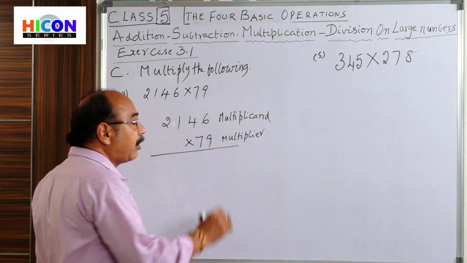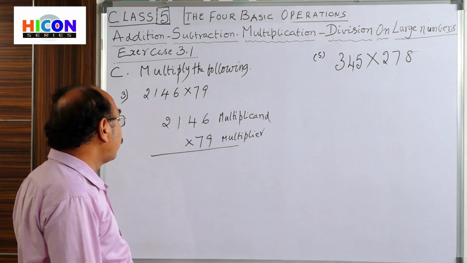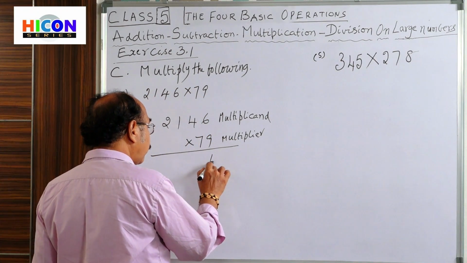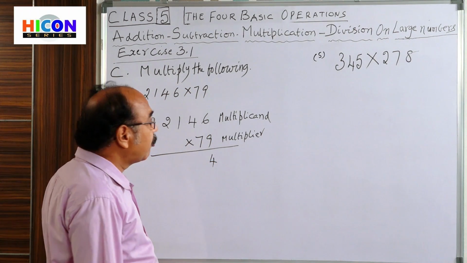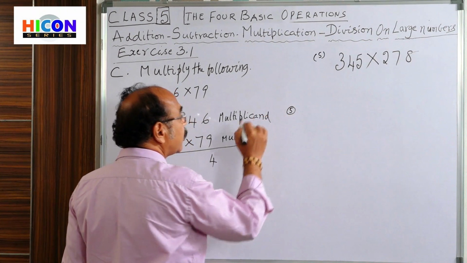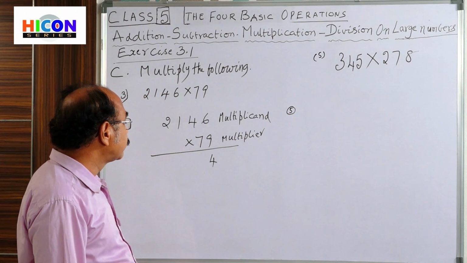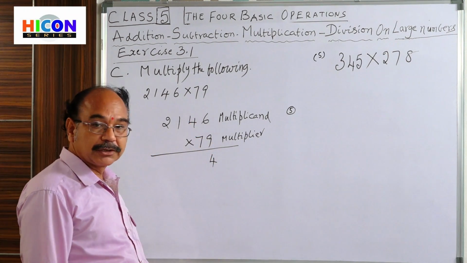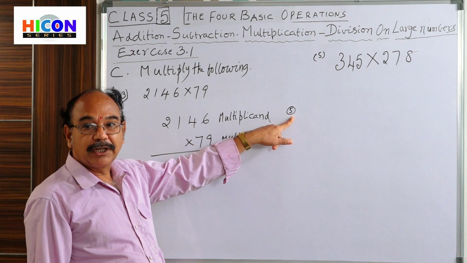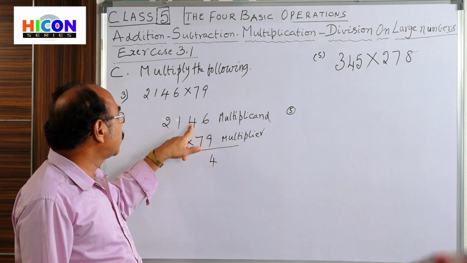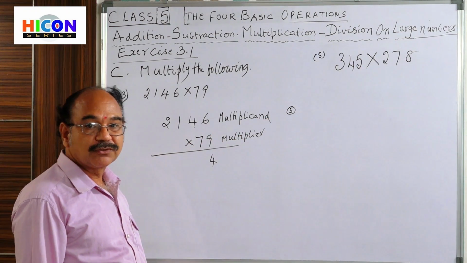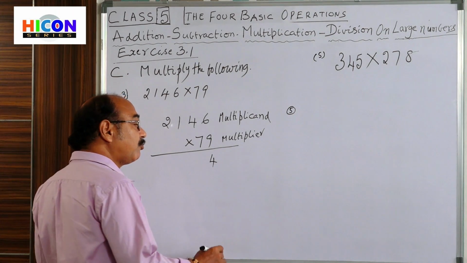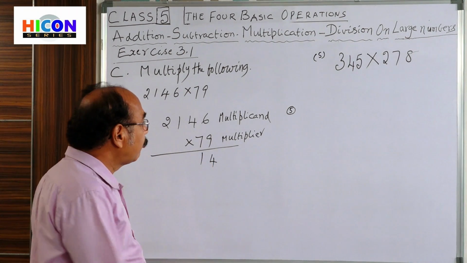Okay. 9 6s are how much? 54. Write 4 here. Now 5 is there. Keep in mind, 5 is there. Now 9 4s are how much? 9 4s are 36. 36 plus 5, how much? 41. So, write 1 here. Now 4, keep in mind.